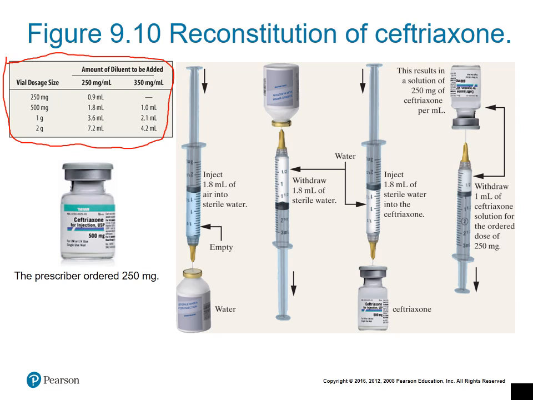Okay. Now notice what you have here. In this case, there are 4 different vial dosage sizes, and you have a strength. You actually have 2 strengths for this example that will be the result after you reconstitute this drug. So either 250 milligrams per milliliter or 350 milligrams per milliliter, depending on how much of the diluent or the solvent that you add. So for our example, we're working with a 500 milligram vial, okay, and the prescriber ordered 250 milligrams.